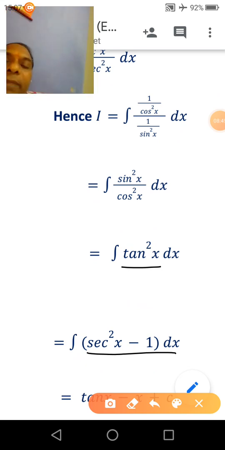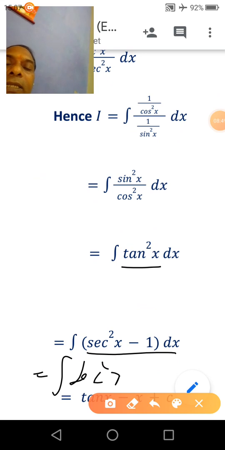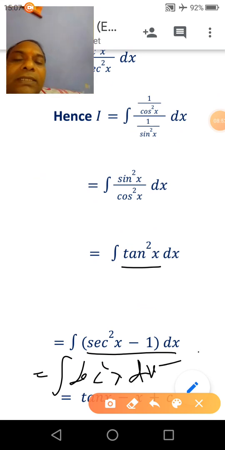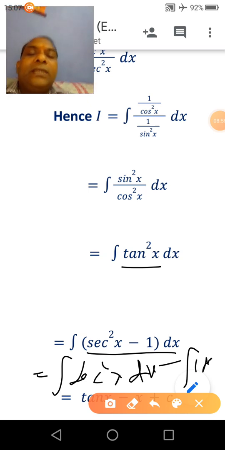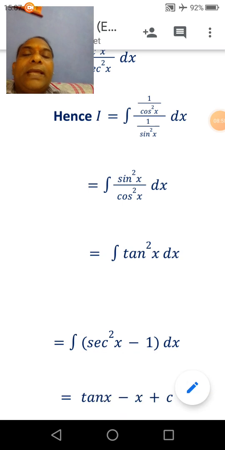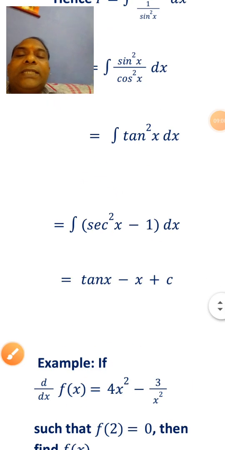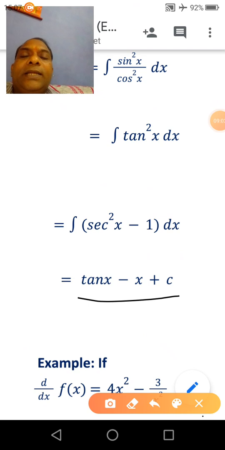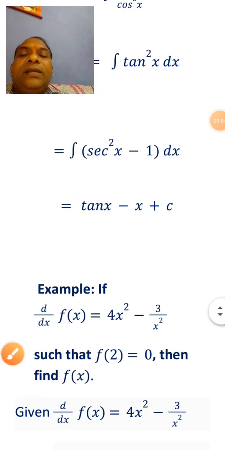Clear? Then this will be equal to integration sec square x dx minus integration 1 dx. So integration of sec square x will be tan x, and integration of 1 will be x. So tan x minus x plus c is the answer. Clear, students? Now see the next example.